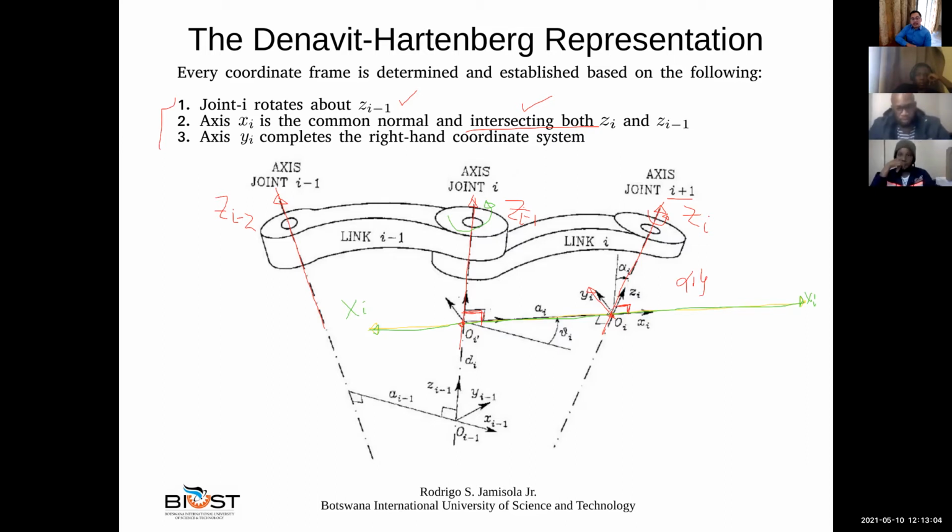Sir, can you place the other intersection? Because we can intersect also here. We can also intersect here. This is parallel to x i. Okay, sorry.